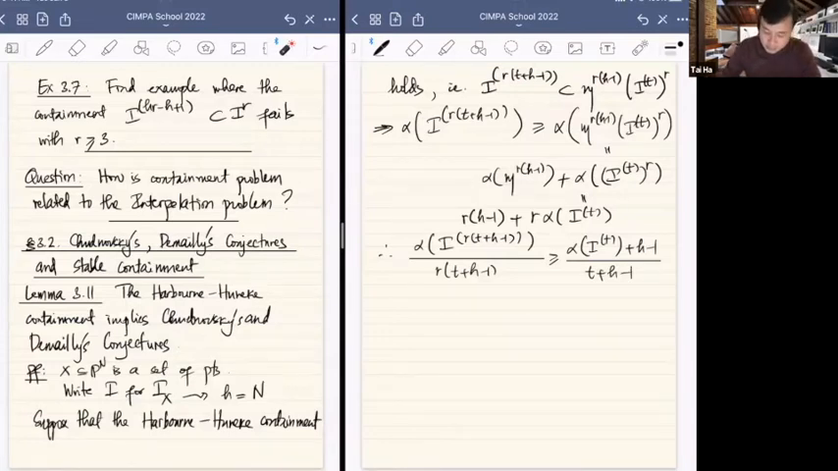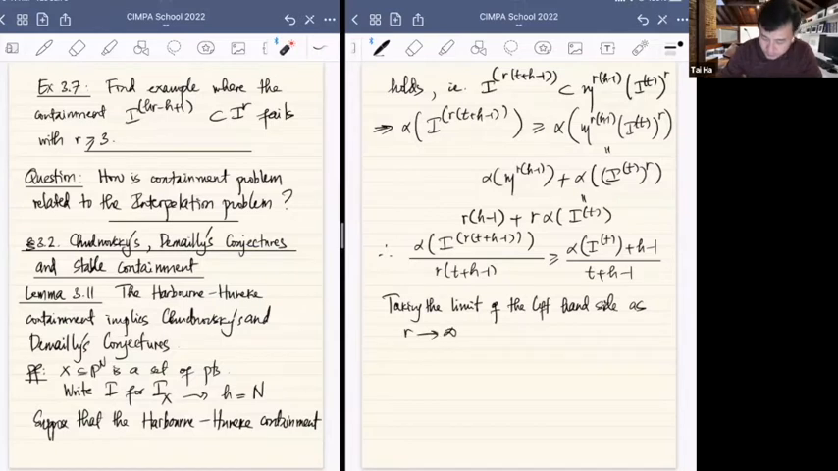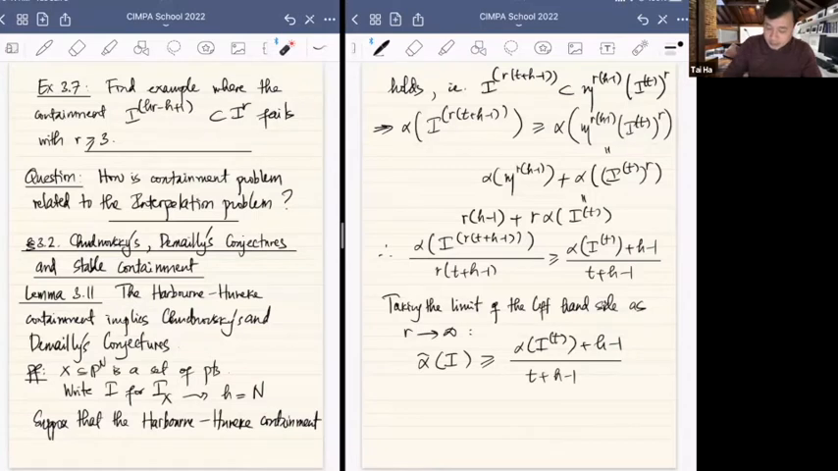And taking the limits of the left-hand side as R goes to infinity, the right-hand side doesn't depend on R, so it stays the same. But the left-hand side, we know that this is the definition of the Waldschmidt constant. What we have is alpha hat of I is at least alpha of I to the T plus H minus one divided by T plus H minus one. Now, of course, because H is N, you basically get the Demailly conjecture. Right, so the statement is proved.